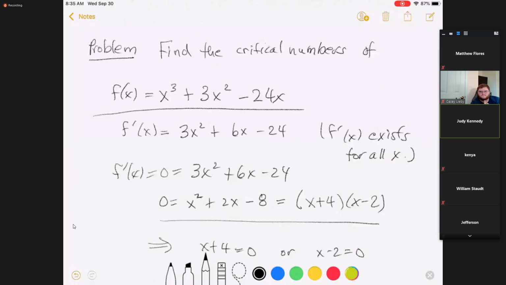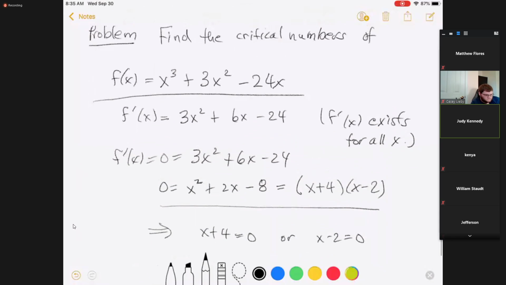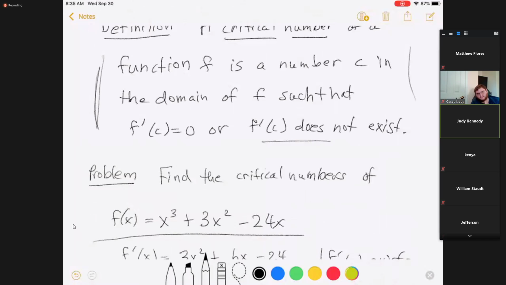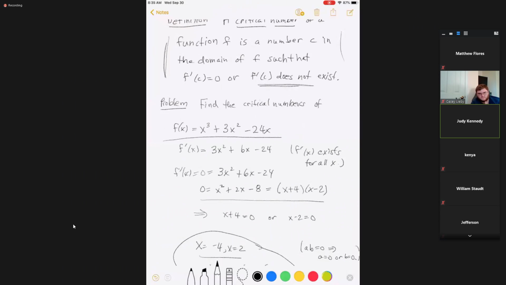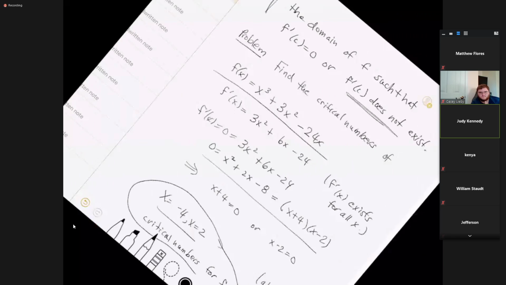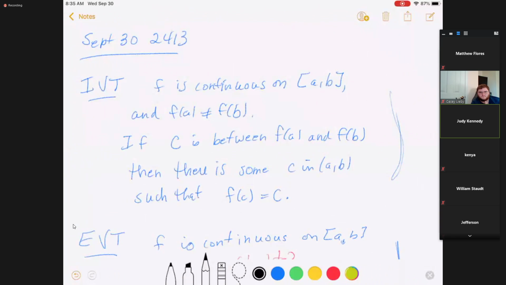Let's do one more. This situation where an f prime of c does not exist, that does come up. And let me give you an example. Sorry, looking at my notes here.